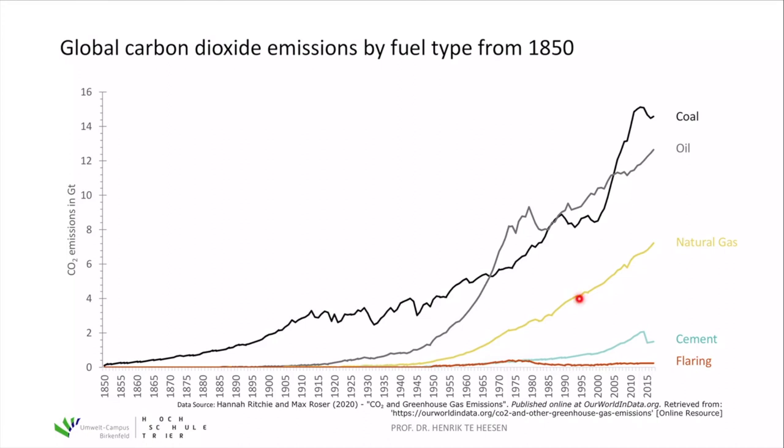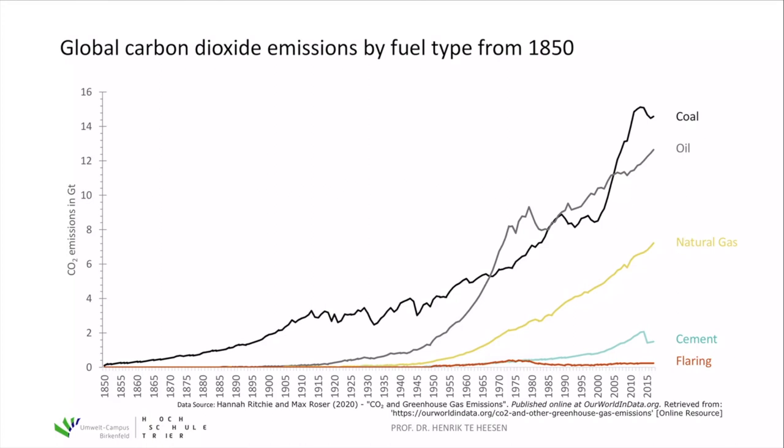Then in second place, we have natural gas in yellow. With the middle of the 20th century, we have a fast increase of CO2 emissions by natural gas. Then in the end of the 20th century, you have the cement industry. The production of cement emits a lot of carbon dioxide. That is up to now a small but important share, and finally we have flaring, again one small share of CO2 emissions.